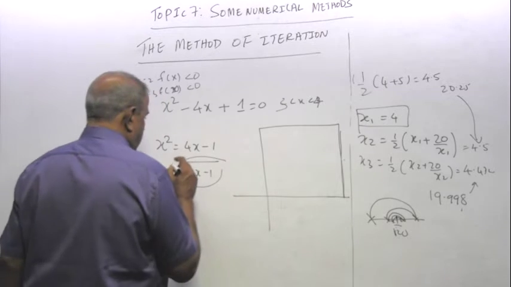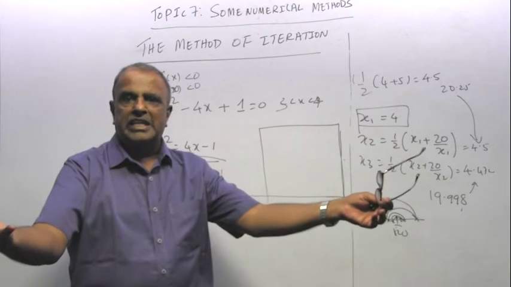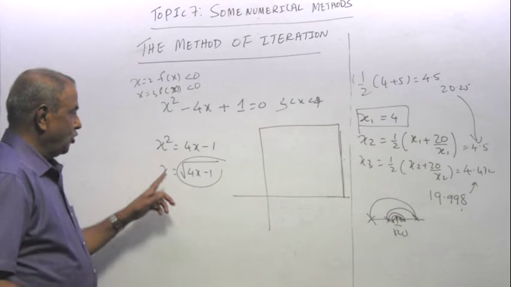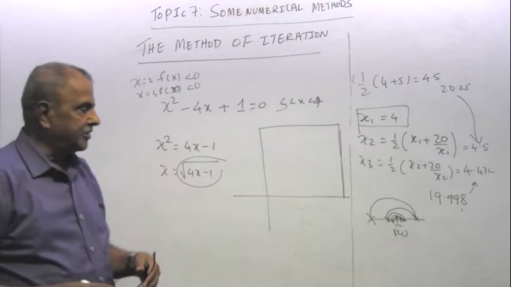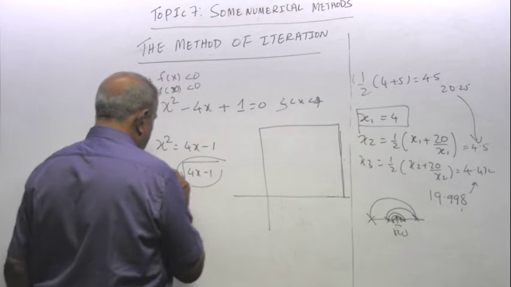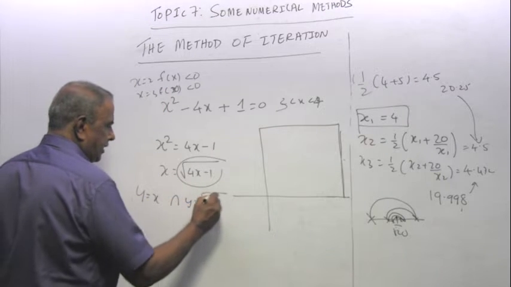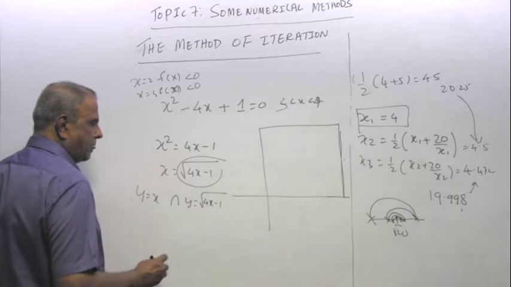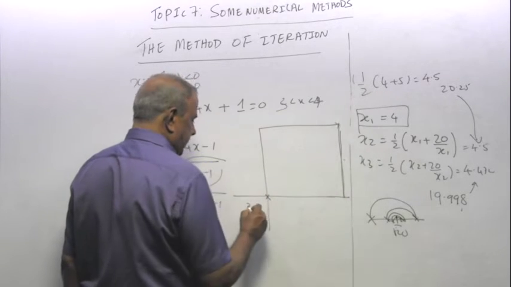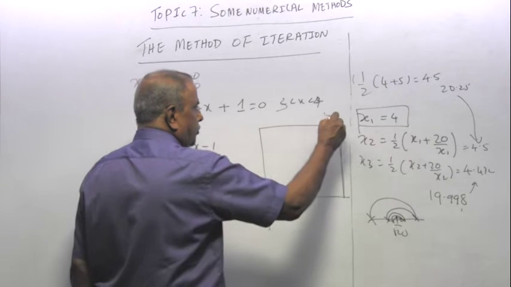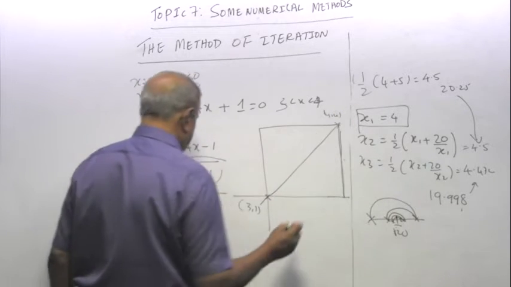So look, how do you find a solution to an equation graphically? You sketch the curves and find where they intersect. Now, do you agree? One curve is y equal to x, another curve is y equal to root of 4x minus 1. So y equal to x, this point is 3, 3, that point is 4, 4. So that would be the line y equal to x.